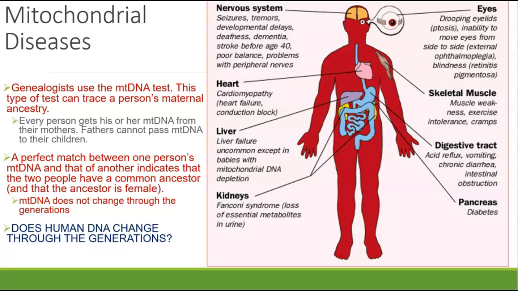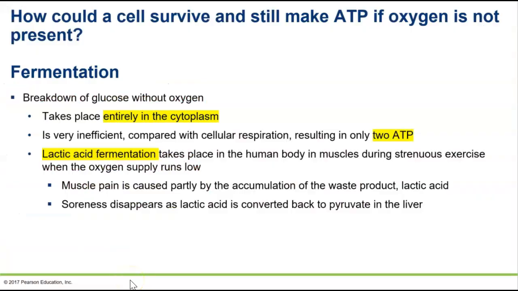The nervous system can be affected, the heart, the liver, kidneys, the eyes, skeletal muscle, digestive tract, and pancreas. A person that has a mitochondrial disease could have one of these symptoms, or they could have multiple symptoms. So it's very variable.